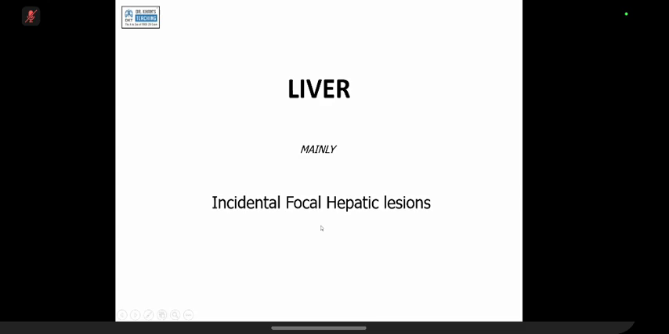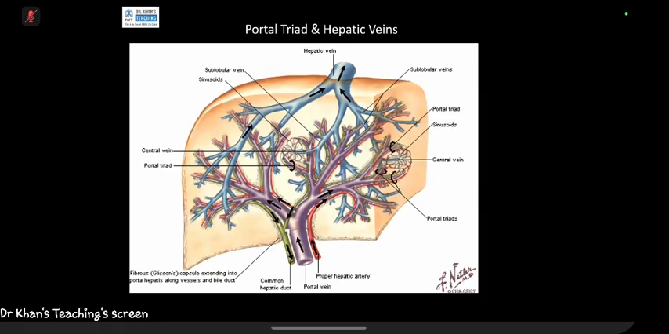Incidental focal hepatic lesion. I think I've only covered incidental, but within this, there is a world. On the other hand, I think I put in an MR, I just want to teach you how to scan a case of iron overload, hemochromatosis, which is a liver MR. But that is just 1 minute. Now, concentrate here on the anatomy.